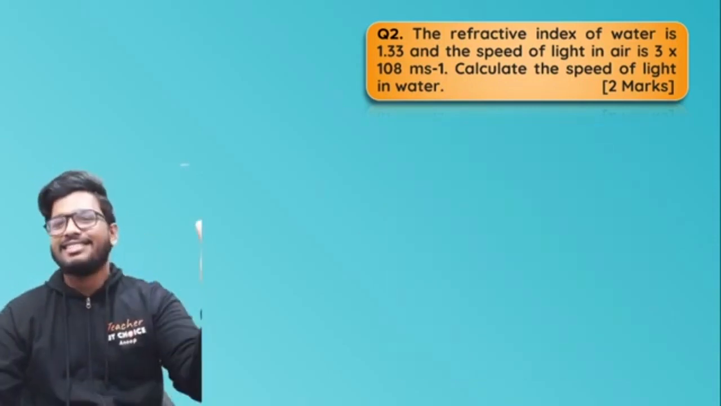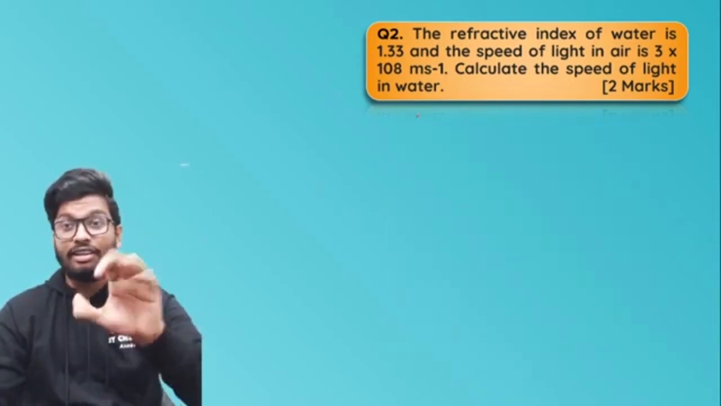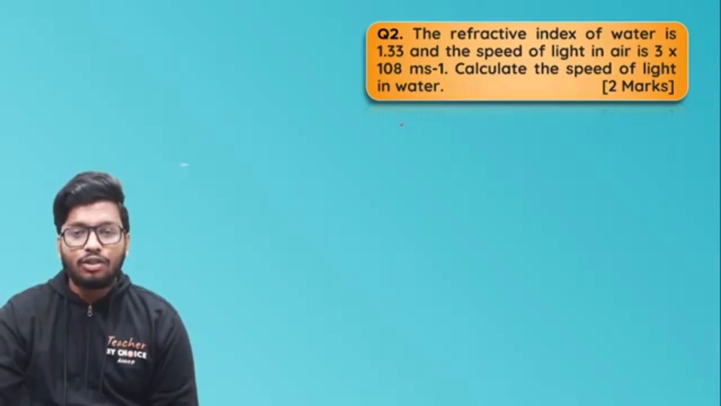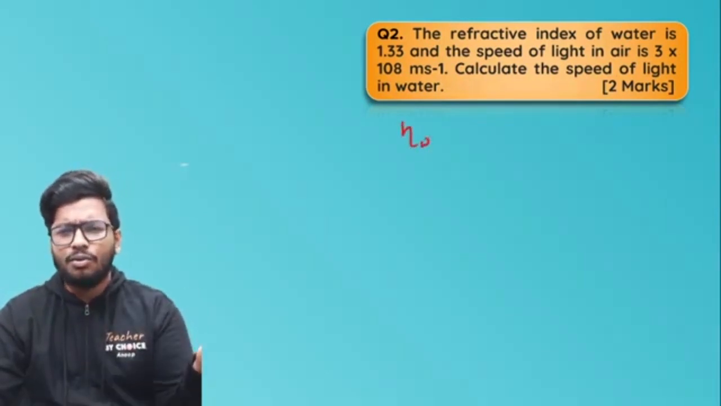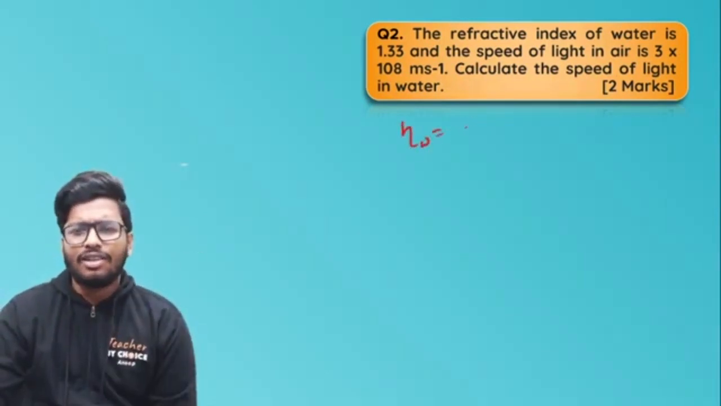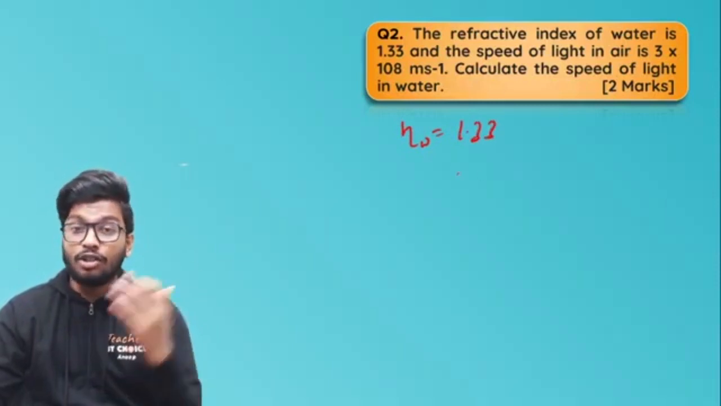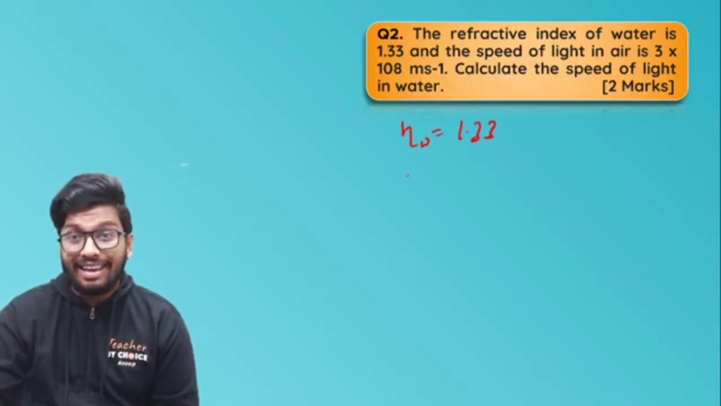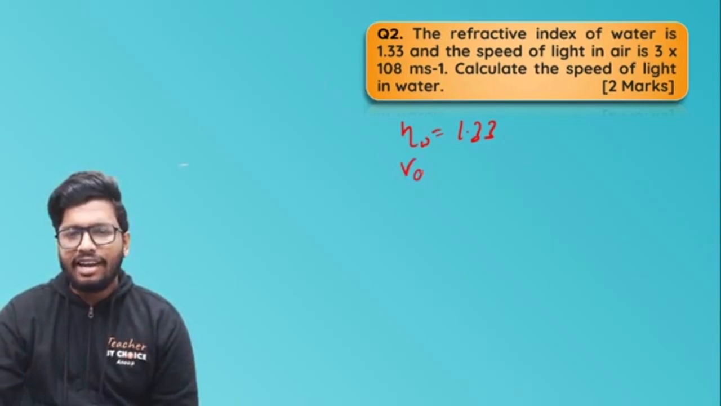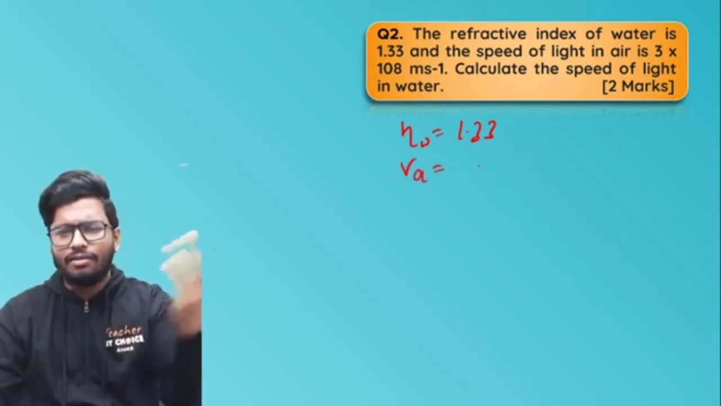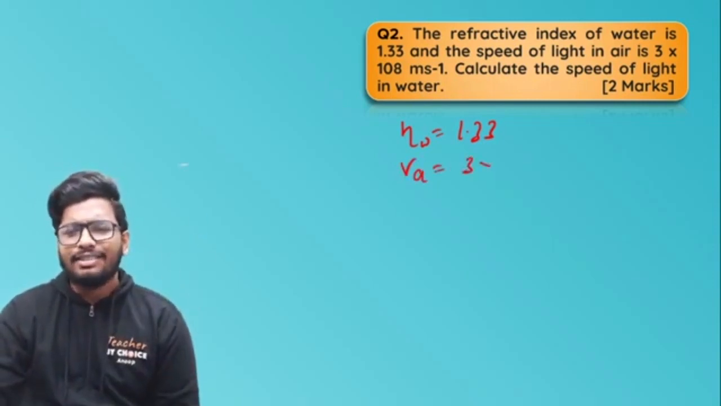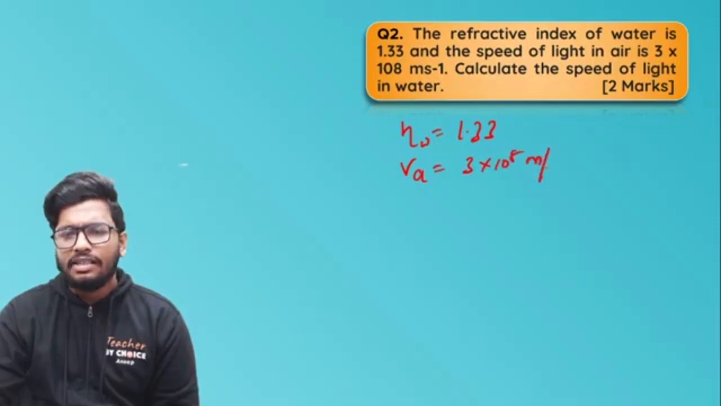How do you do this? Simple. Now, first of all, the refractive index of water is given. So refractive index, you can represent it as mu. So I'm going to represent mu over here. So that's 1.33. They've also given you the speed of light in air. So VA, speed of light in air, is 3 into 10 to the power of 8 meter per second.